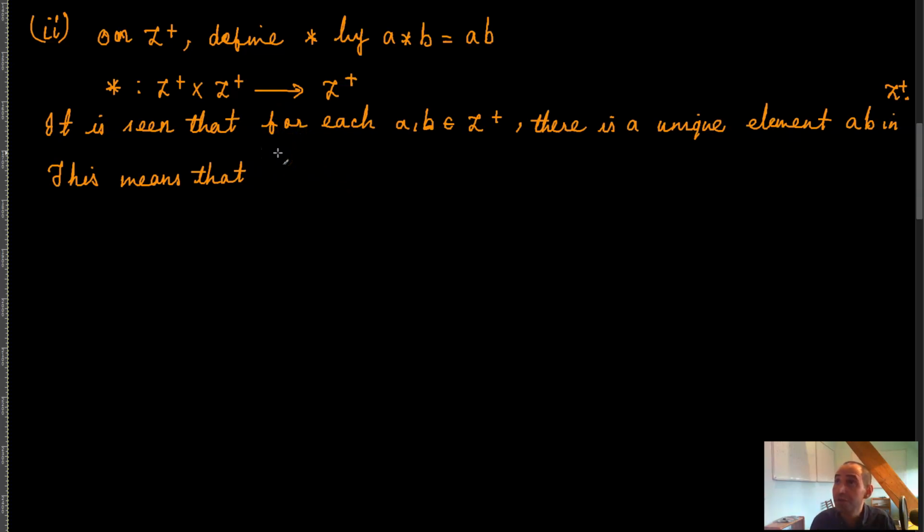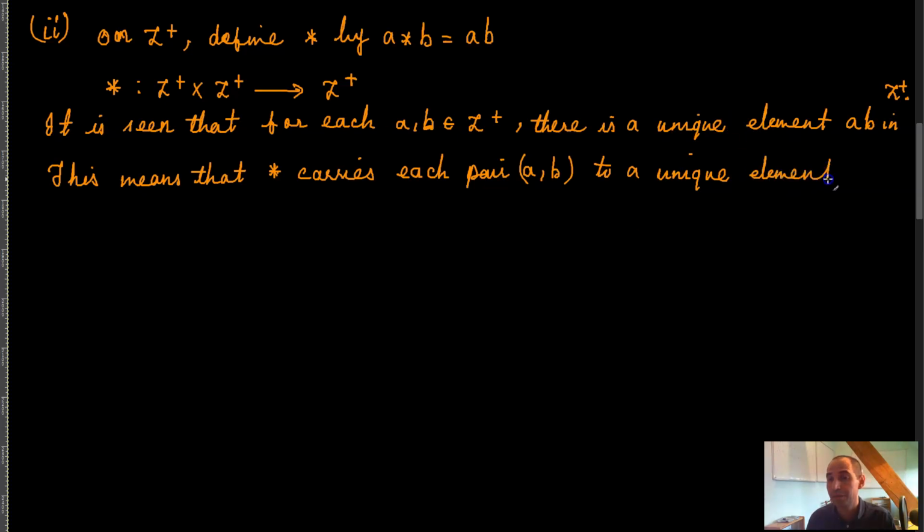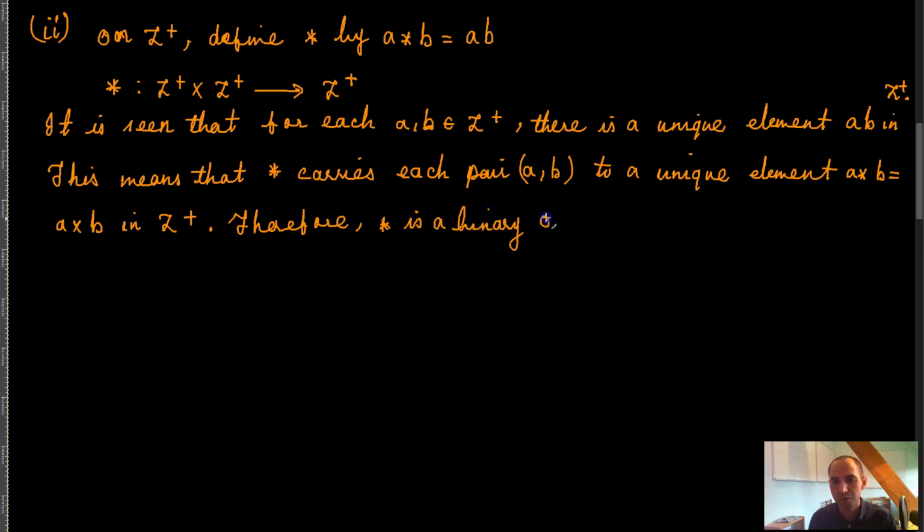And that basically means that it's a function in the first place. This means that basically star carries each pair A comma B to a unique element A star B, which is equal to A times B in Z plus. And therefore star is a binary operation. Right? So that is that.